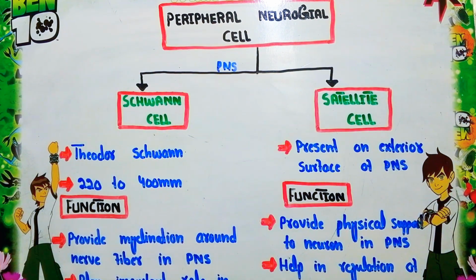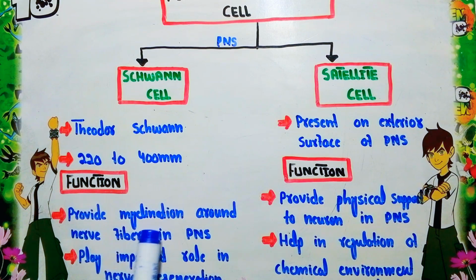So what is the function of the Schwann cell in the peripheral nervous system? The first function is to provide myelination around the nerve fibers in the peripheral nervous system. Right in the peripheral nervous system, the nerve fiber is myelinated by the Schwann cell. But in the central nervous system, this myelination around the nerve fiber is produced by the oligodendrocyte cells. The second function of the Schwann cell is to play an important role in nerve regeneration. Regeneration means the regrowth of an injured or destroyed part. So when any type of damage occurs in the nerves, the nerve is regenerated, and Schwann cells play an important role in this. So this is the function of the Schwann cell.